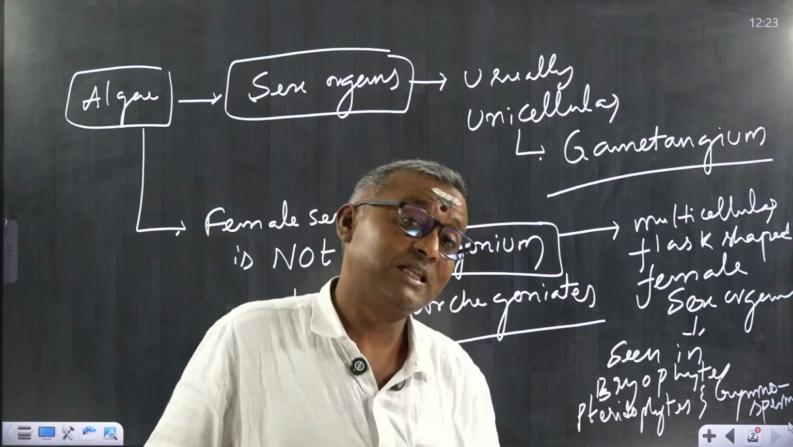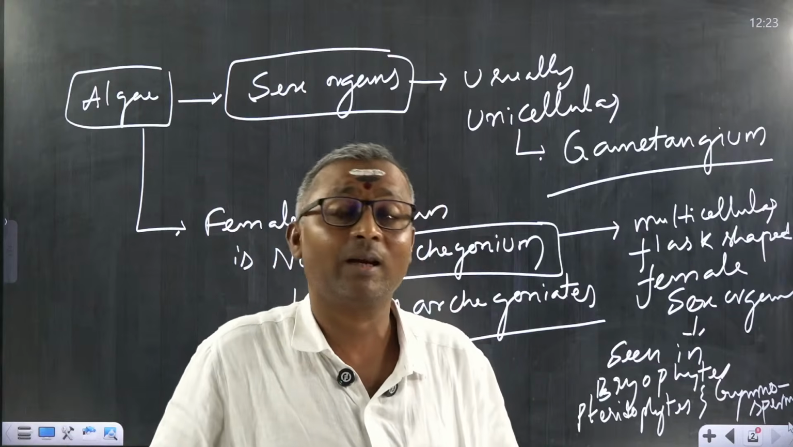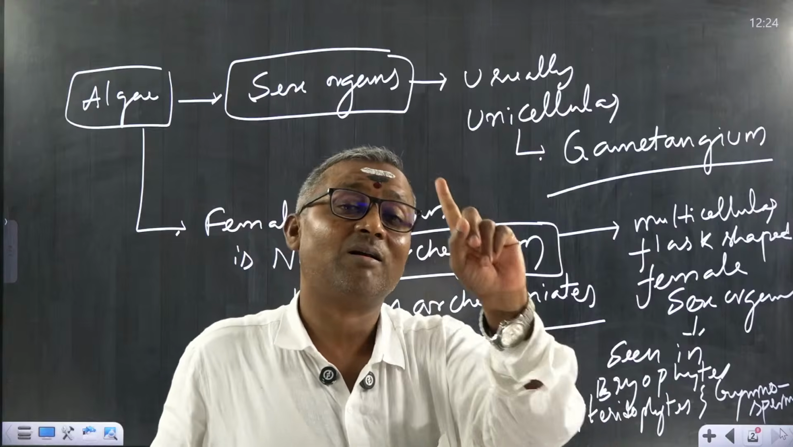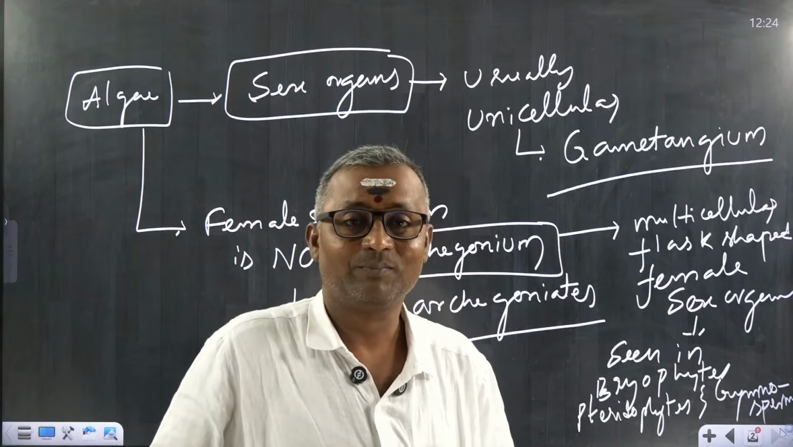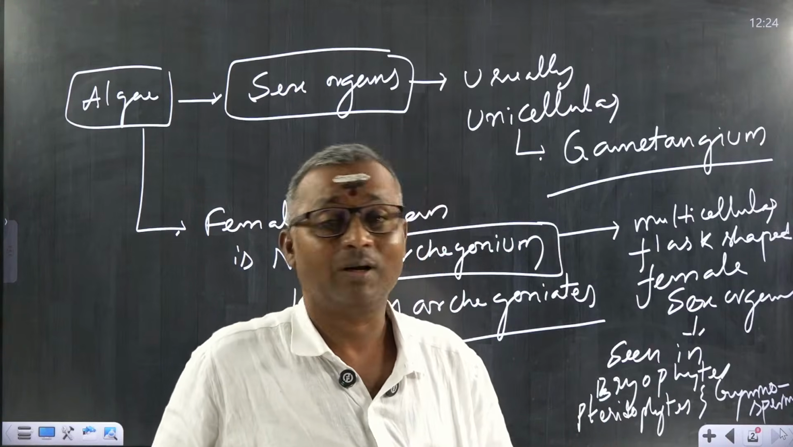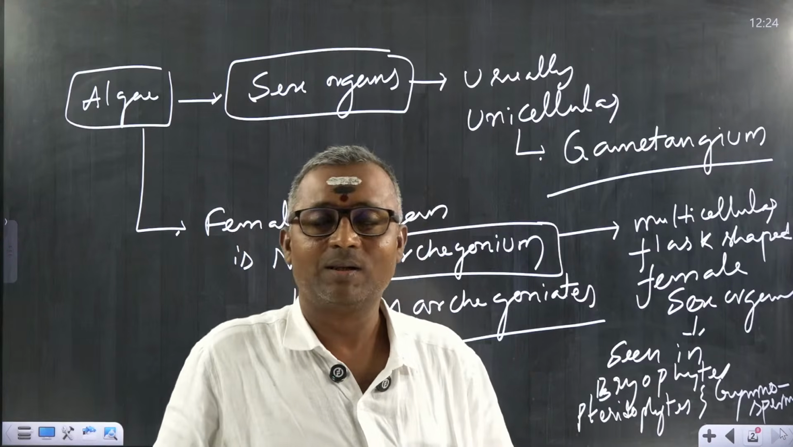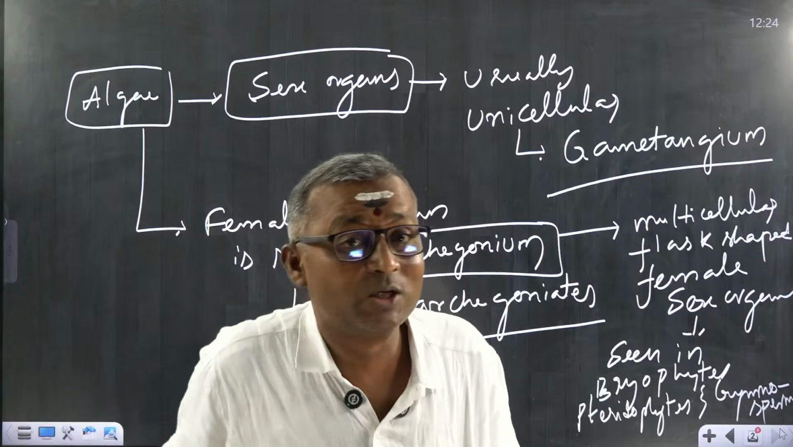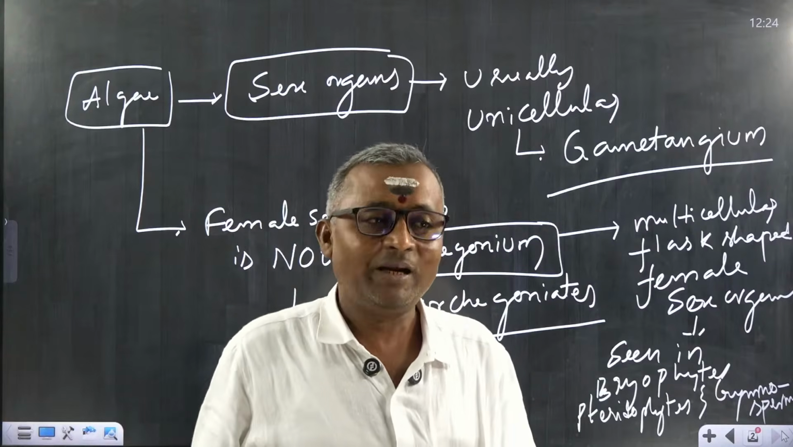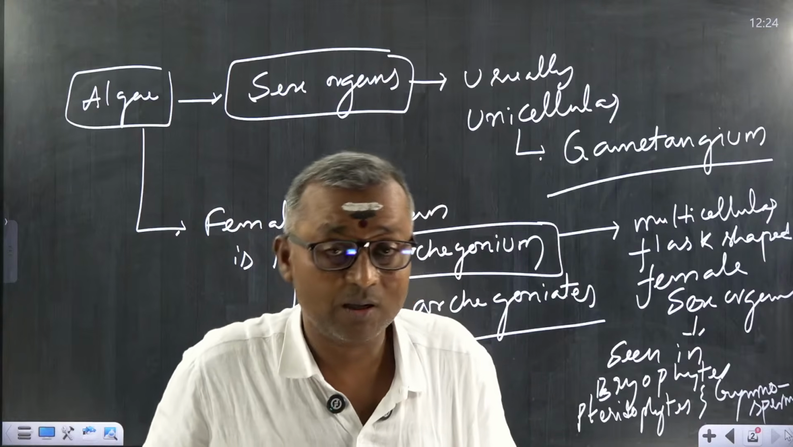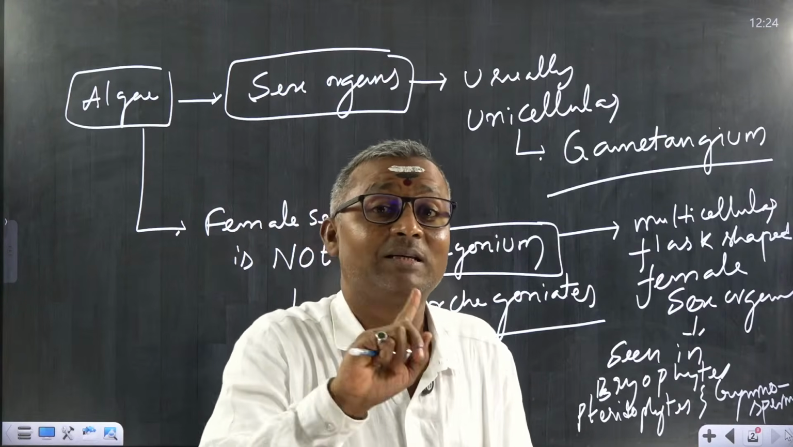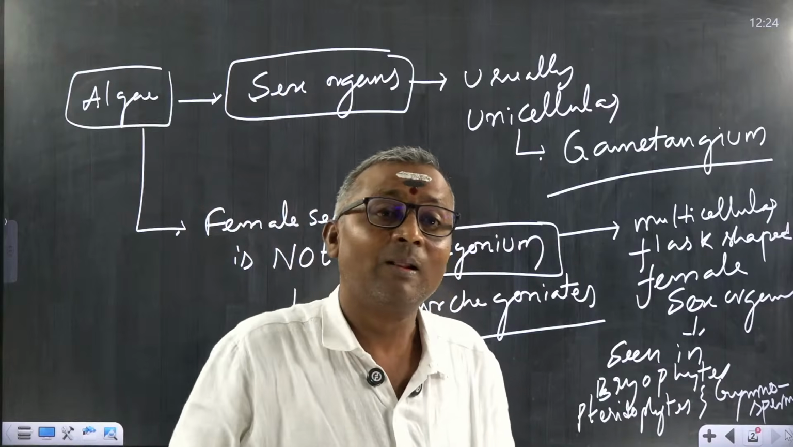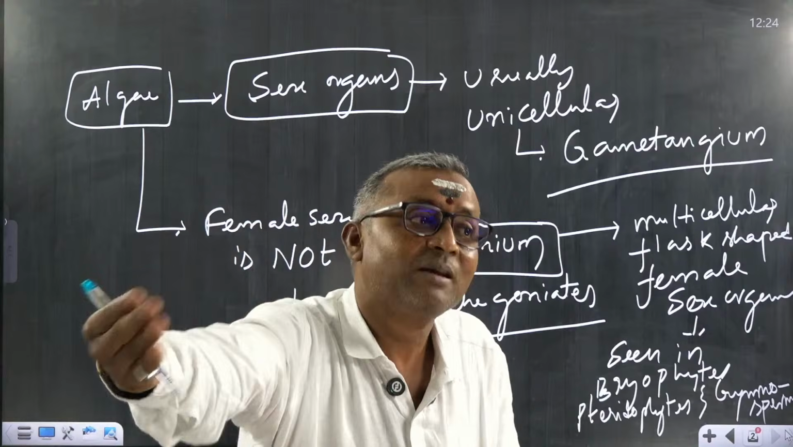But what is the difference between algae and angiosperms again? In algae, they are non-archegoniates and sex organs are unicellular. This you have to remember. What about angiosperms? They are also non-archegoniates, but their sex organs are not unicellular. They are multicellular and they have a specific name.